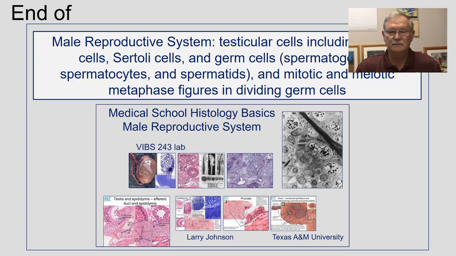So that's the end of the male reproductive system, the testicular cells, including Leydig cells, Sertoli cells, germ cells, mitotic and meiotic metaphase figures in dividing cells.